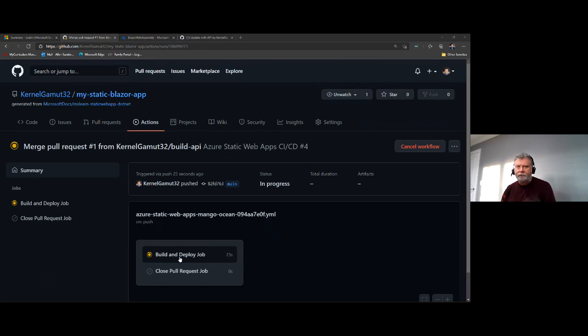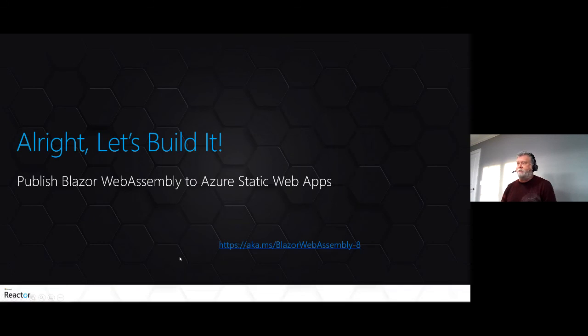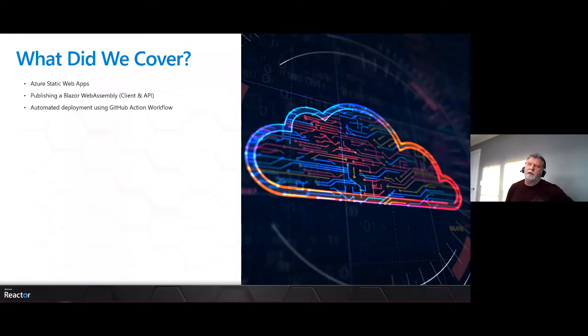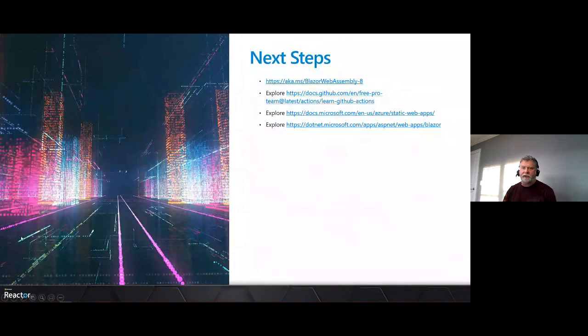Okay, a couple of things to wrap up with here. What did we cover? We covered Azure Static Web Apps, publishing a Blazor WebAssembly with a C# API, and then automated deployment using GitHub Action workflows. A couple of things that you might find interesting to follow up on.